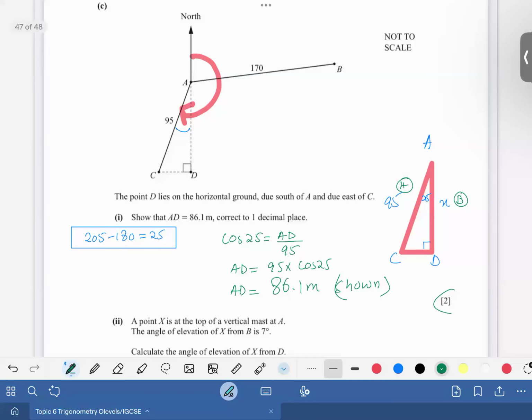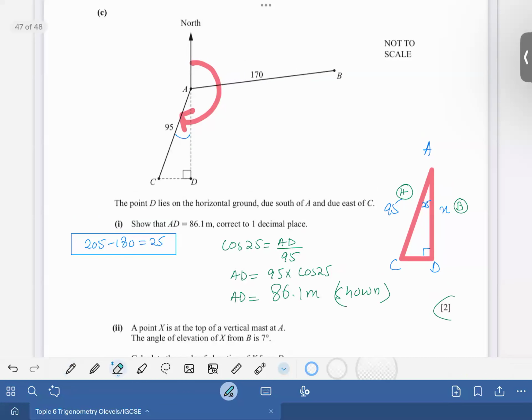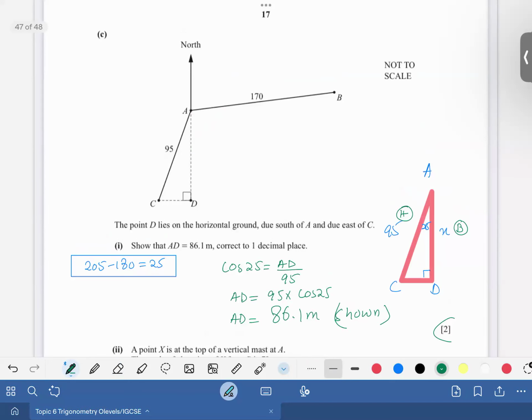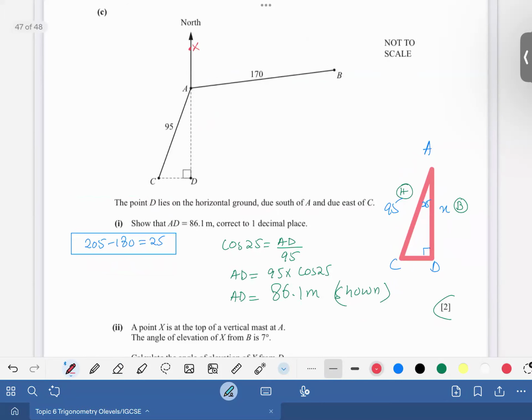Okay, X is on the top of the vertical mast at A. Let me erase this a little bit here. X is at the top of the vertical mast at A. At A there is a vertical mast. Let's suppose that this is X. The angle of elevation of X from B.